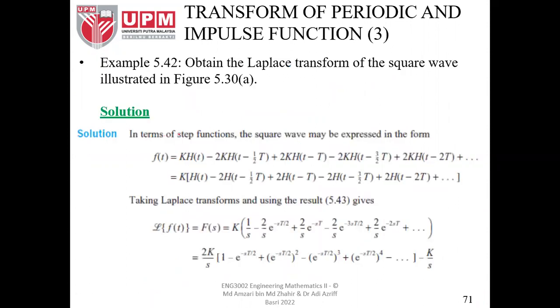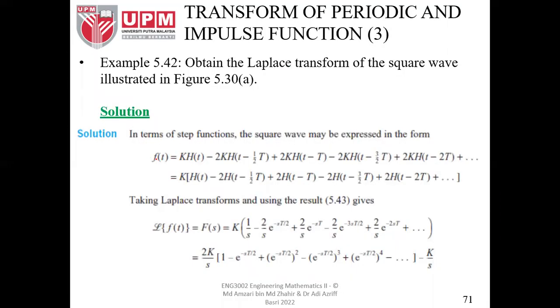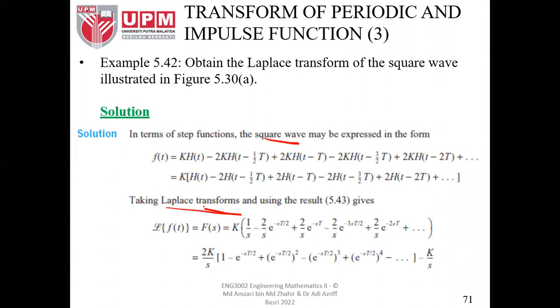Okay. In order to obtain the Laplace transform of the square wave from the previous illustration, the square wave may be expressed in this form. So the function is f(t) = kh(t) - 2kh(t - T/2) + 2kh(t - T) and so on. This is most probably the function of the square wave, for example. Then what we need to do is take the Laplace transform of each function using the shift, for example F(s). So this is your constant k, 1/s minus 2/s exponent, and so on. So you will get something like this.